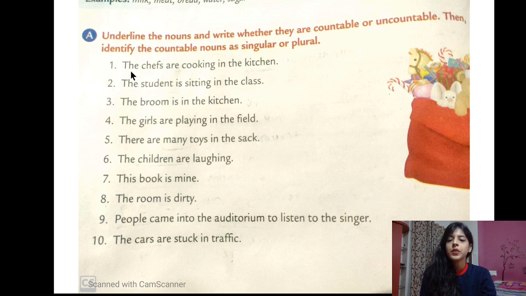Let's see the first one. The chefs are cooking in the kitchen, right? So chefs is a countable noun. We can count the chefs in the kitchen, right? Kitchen, there is one kitchen, so we can count it. So underline the nouns and write whether they are countable. So you will write countable. And then you will write whether chef is singular or plural.